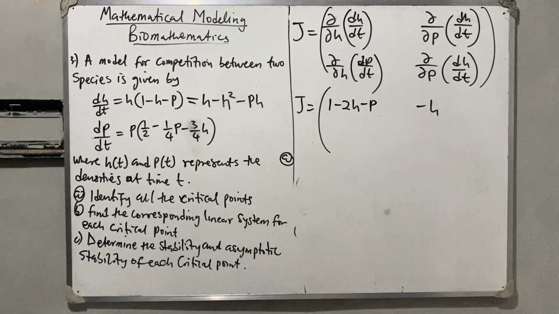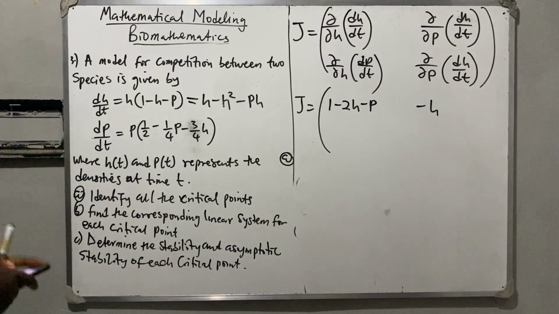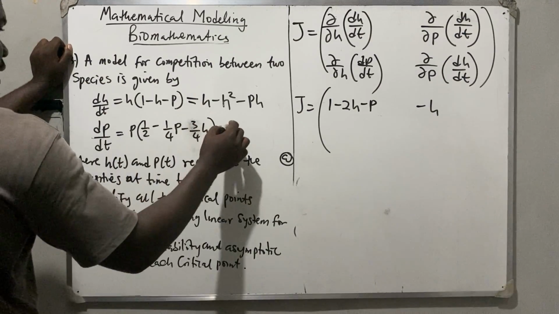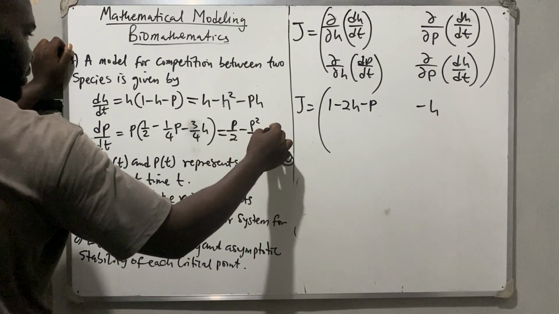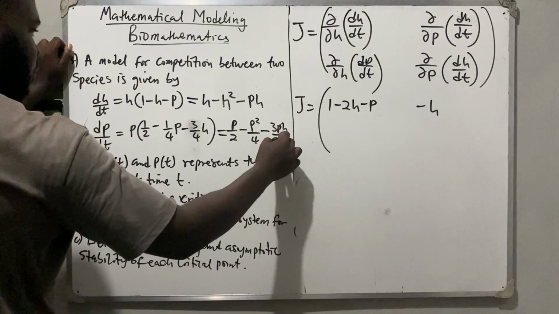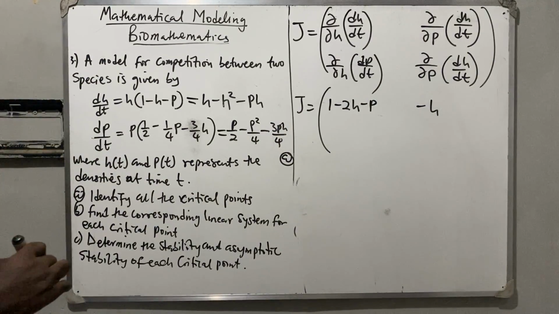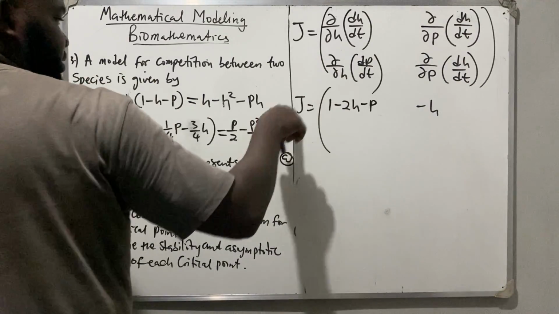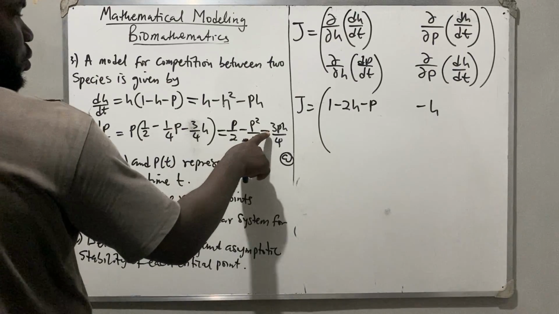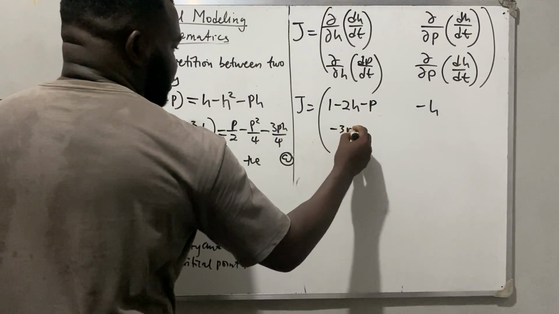We now come to the second equation. From the second equation, we are going to differentiate again. So for the second equation, what are we supposed to have? Differentiate. Okay, open the bracket first. If you open the bracket, I'm going to have p over 2 minus p squared over 4 minus 3ph over 4. So to differentiate with respect to h for this side, this is 0, this is 0, minus 3p over 4.